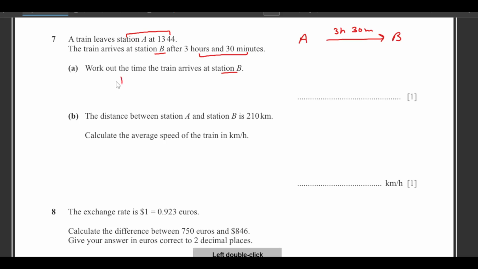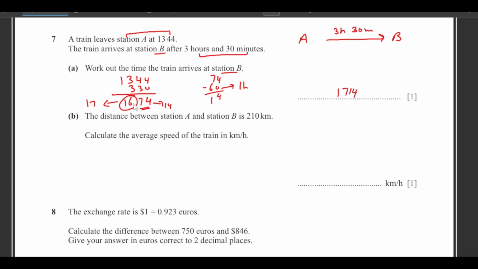So, it starts at 13:44. So, we are going to add 3 hours and 30 minutes to this, right. So, I got here 4 plus 3, 7, it is 13:74, right, but this has exceeded 60. So, 74 minus 60, this is 1 hour, right. So, this 1 hour will be added to this. So, this will become now 17 and this will become 14. So, 17:14, this is the time when the train will reach station B.